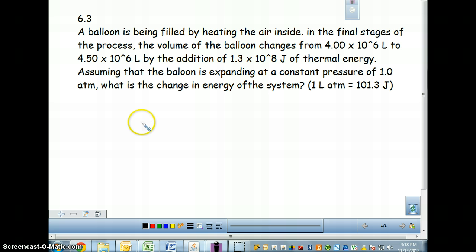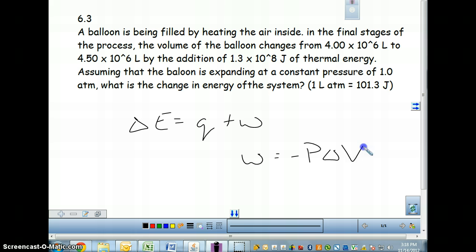In order to do this, we need the equation delta E equals Q plus W. Q is our heat, W is the work being done. We also need the equation work equals negative P delta V.